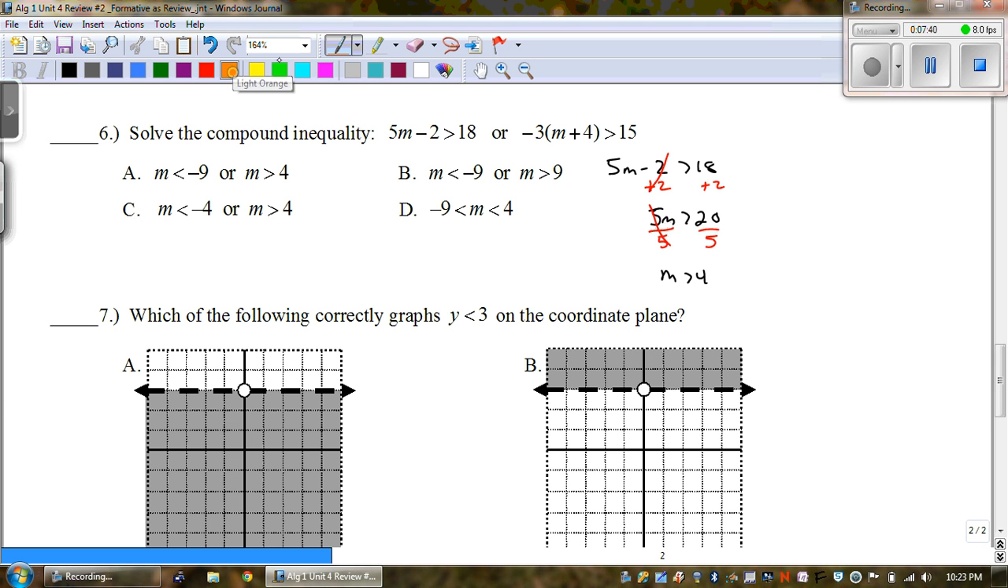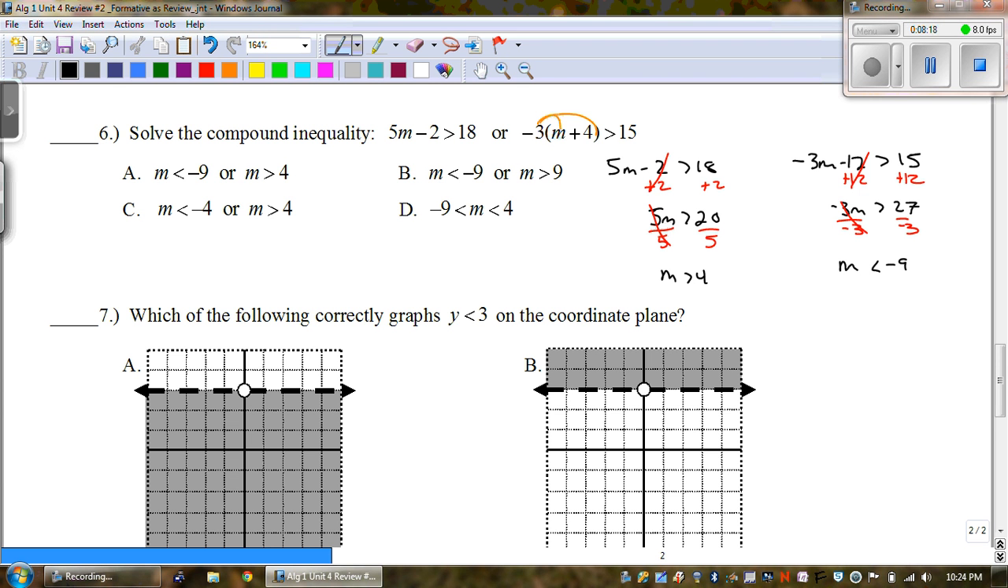Now we have to do the other part. We need to distribute, so we get -3m minus 12 is greater than 15, I'm sorry. To get the m all by itself, we have to add 12 to both sides, and we get -3m is greater than 27. The m is not by itself yet. We have to divide both sides by -3. We're dividing by a negative, so I have to flip the sign, and we get m is less than -9.